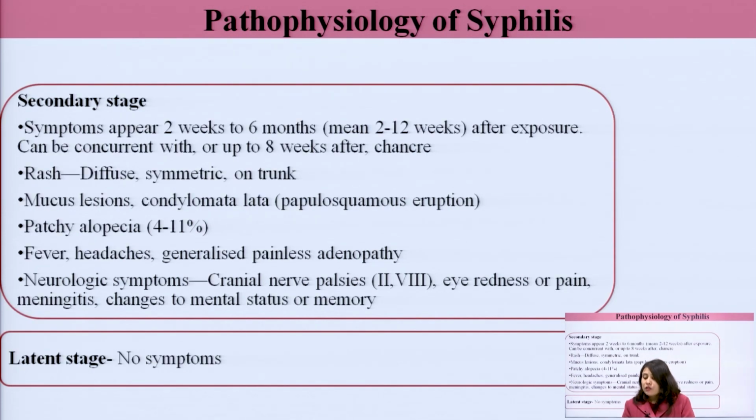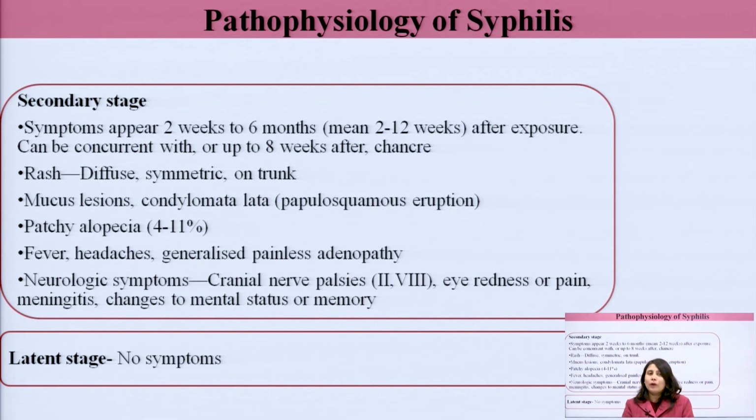In the secondary stage, symptoms appear 2 weeks to 6 months after the exposure, and can be concurrent with or up to 8 weeks after the chancre. Rashes occur which are diffuse all over the body, or they can be on the trunk. Mucous lesions, condylomata lata, and papulosquamous eruptions also occur. There is patchy alopecia, that is hair loss. There are patches, and from those patches there is hair loss. Fever, headaches, and generalized painless adenopathy occur.